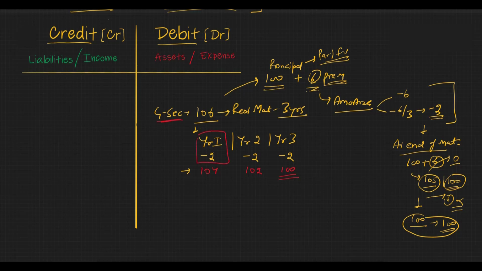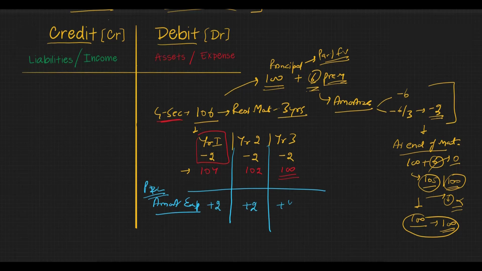So correspondingly there will be a debit entry. That debit entry will be booking an amortization expense in the P&L. So for the first year we'll be debiting the P&L by 2. The second will be debiting it by 2 again, and third will be debited by 2. You can notice here that there is no cash transaction happening.